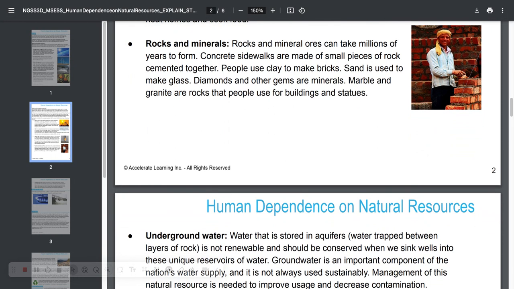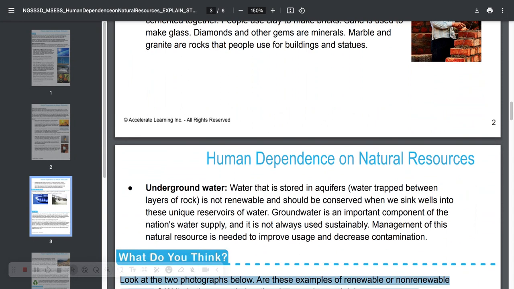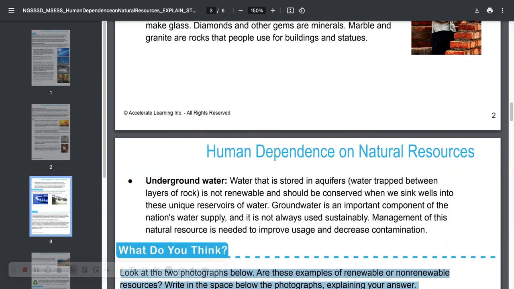Rocks and minerals. Rocks and mineral ores can take millions of years to form. Concrete sidewalks are made from small pieces of rock cemented together. People use clay to make bricks. Sand is used to make glass. Diamonds and other gems are minerals. Marble and granite are rocks that people use to build buildings and statues.